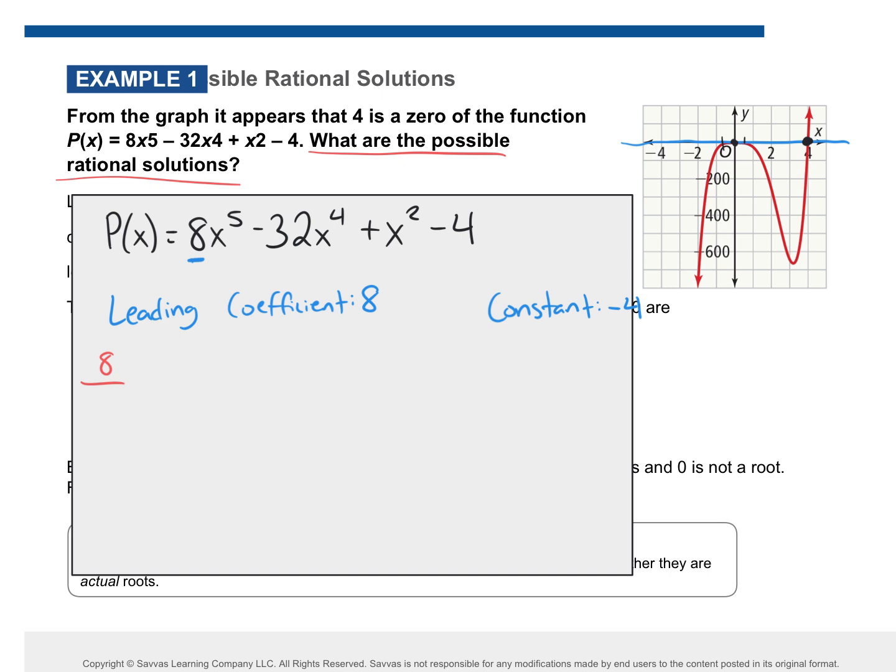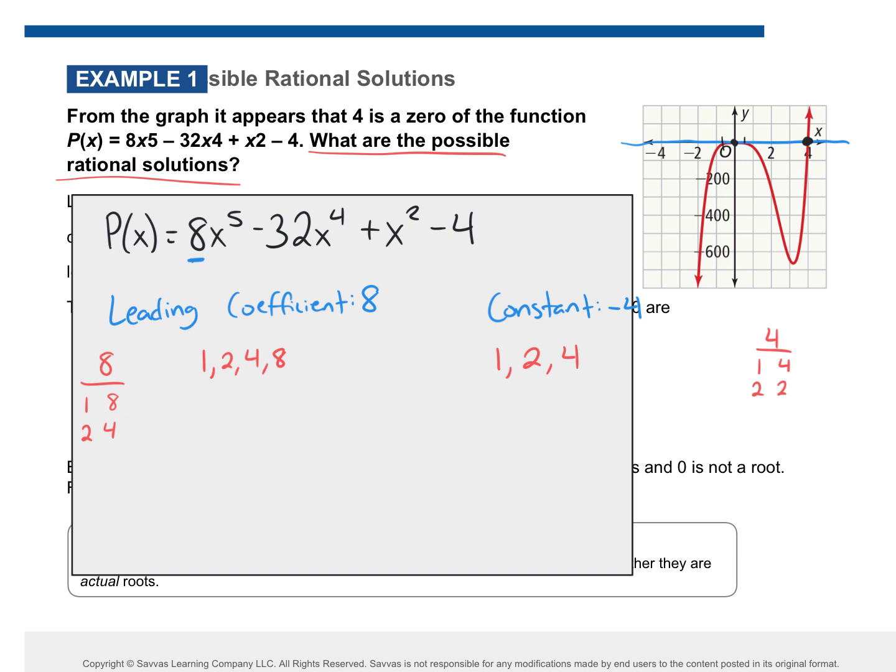What are factors of 8? 1 and 8, and 2 and 4. What is going to help is if you write them in number order like this. Okay, I want to do the same thing with factors of 4. What are factors of 4? 1 and 4, and 2 and 2. So I want to write that as 1, 2, and 4.